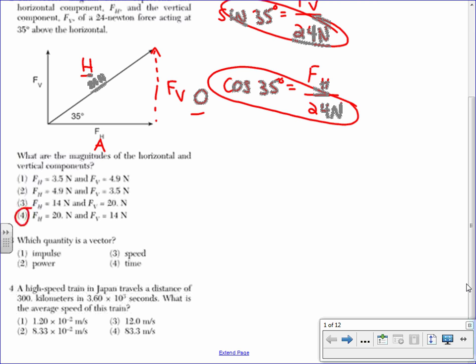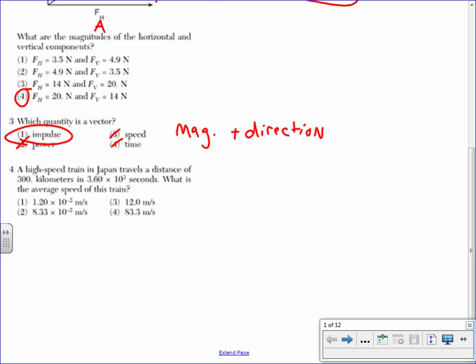Moving right along, vector. Vector is a quantity with both magnitude and direction. So the magnitude part is how big, how fast, how much. The direction is which way is it going. So some of these are kind of operational. So speed and time don't have a direction, nor does power. Impulse is the only quantity that depends upon which way you push something. Impulse is the force acted over a short period of time. So impulses are a vector.